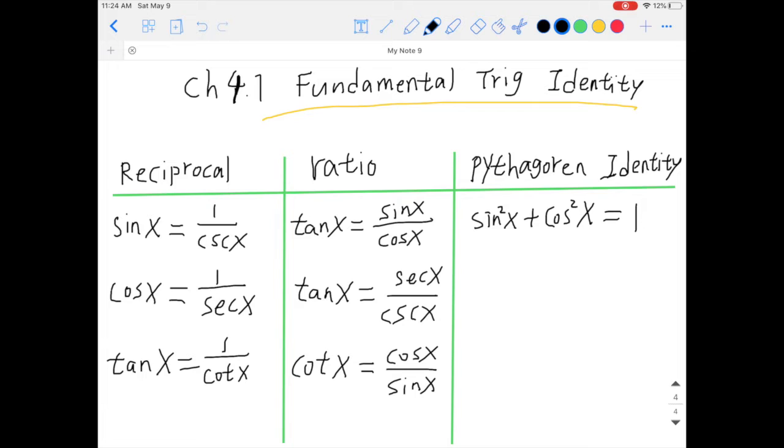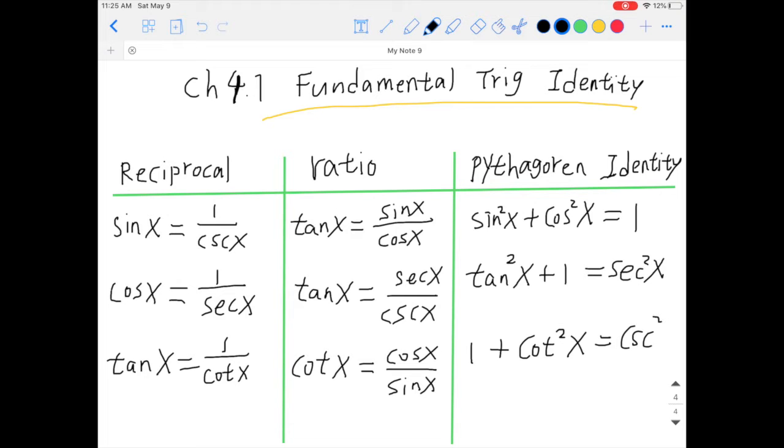The last part is the Pythagorean identity. According to the unit circle, we prove that sine square plus cosine square equals 1, and there will be two more formulas. Tangent square plus 1 equals secant square. Lastly, 1 plus cotangent square x equals cosecant square.